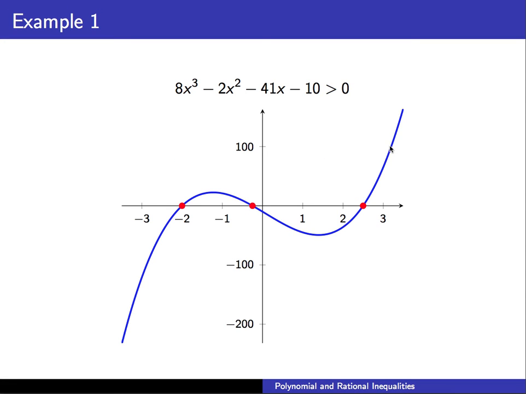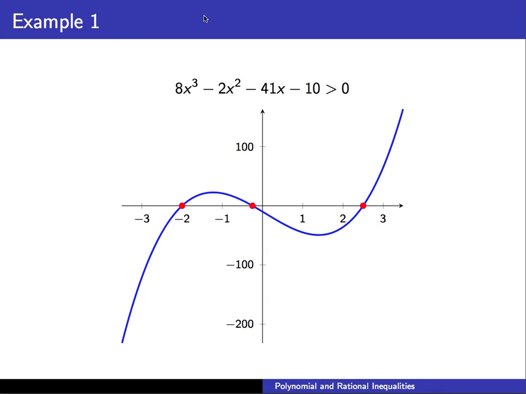Now, as far as visualization goes, we have here the polynomial 8x cubed minus 2x squared minus 41x minus 10 greater than 0. If we look at the graph, our answers between negative 2 and negative 1/4 and greater than 5/2 are going to be where the graph of this polynomial is above the x-axis. So it's above the x-axis between negative 2 and negative 1/4, and it's above the x-axis for values of x that are greater than 5/2.